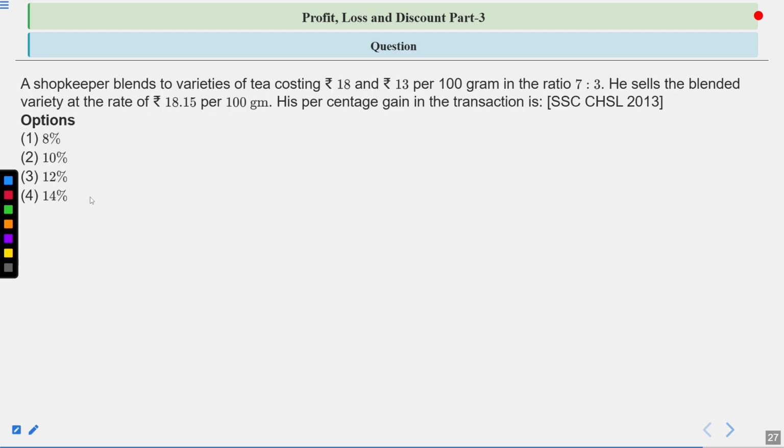A shopkeeper blended two varieties of tea costing 18 rupees and 13 rupees per 100 gram in the ratio 7:3. He sells the blended variety at the rate of 18.15 per 100 gram. His percentage gain in the transaction is, and this question was asked in SSC CHSL exam in 2013. So there are four options. First one is 8%, second is 10%, third is 12%, and fourth one is 14%. Now you have 10 seconds to analyze the question. Your time starts now.